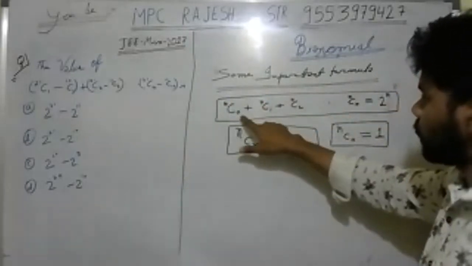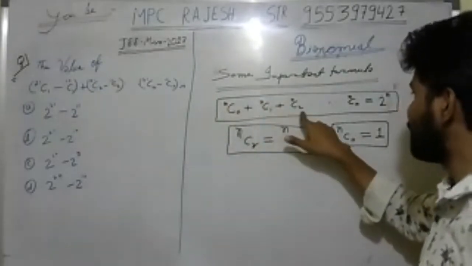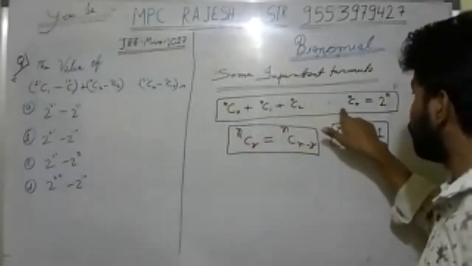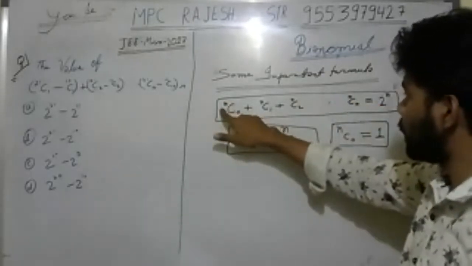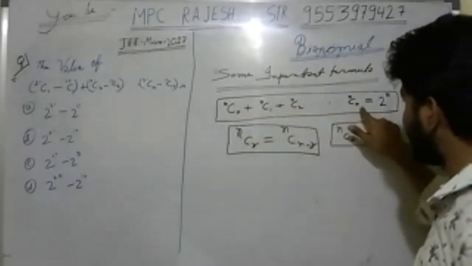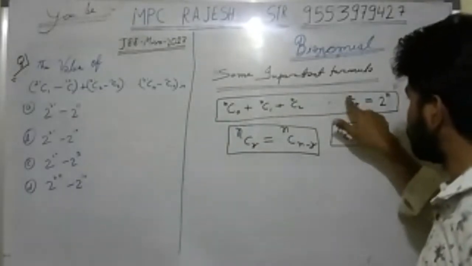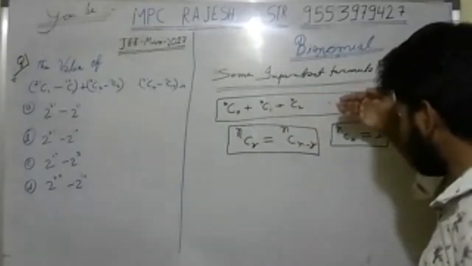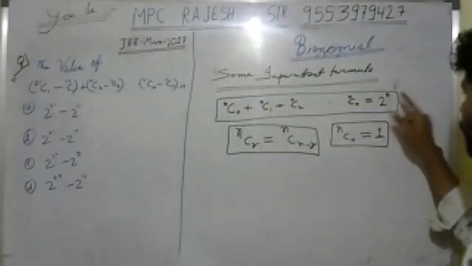So remember this type of formula: C(n,0) plus C(n,1) plus C(n,2) up to C(n,n), meaning 0, 1, 2, 3 up to n. The upper and lower n must be the same: this is 20, this is also 20, this is 10, this is also 10. When this type of addition is written, the value becomes 2 to the power n.